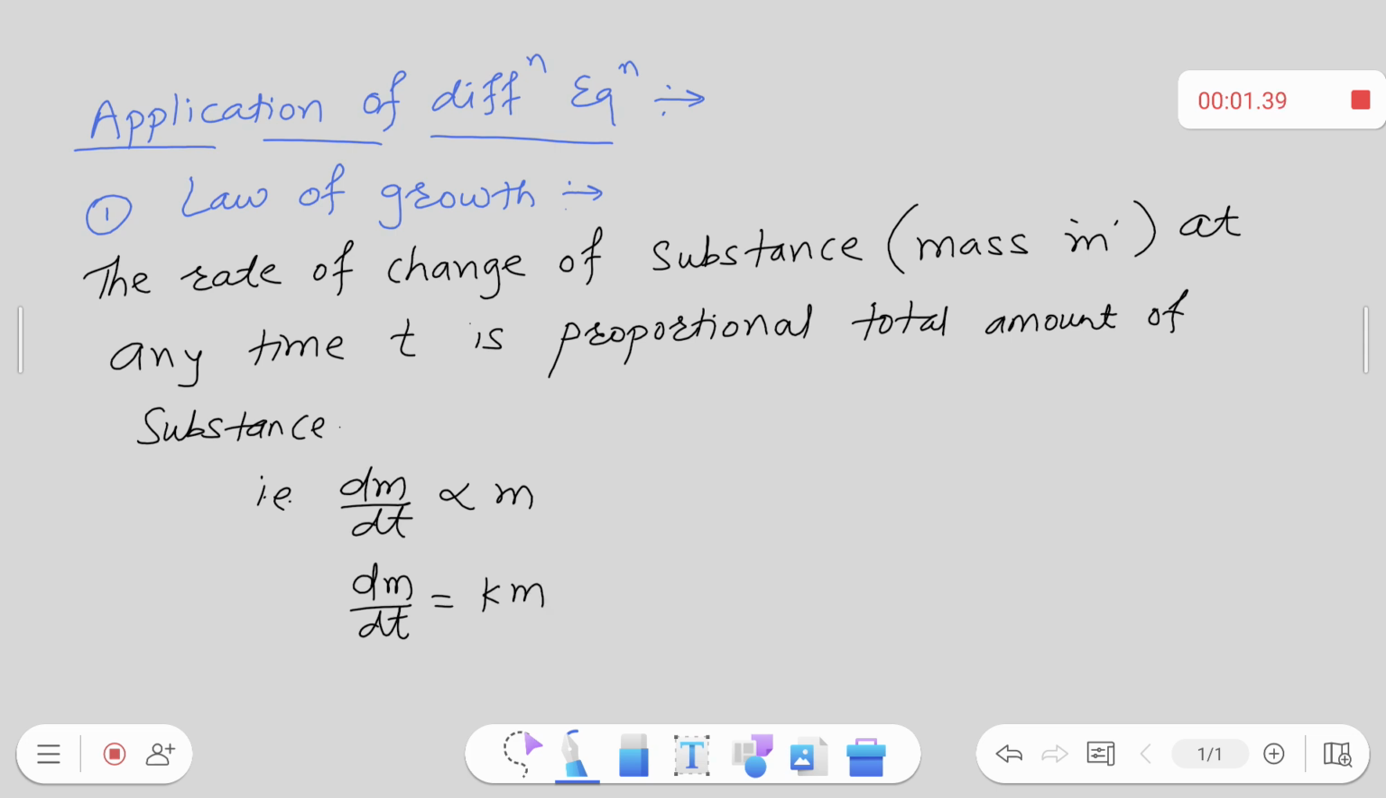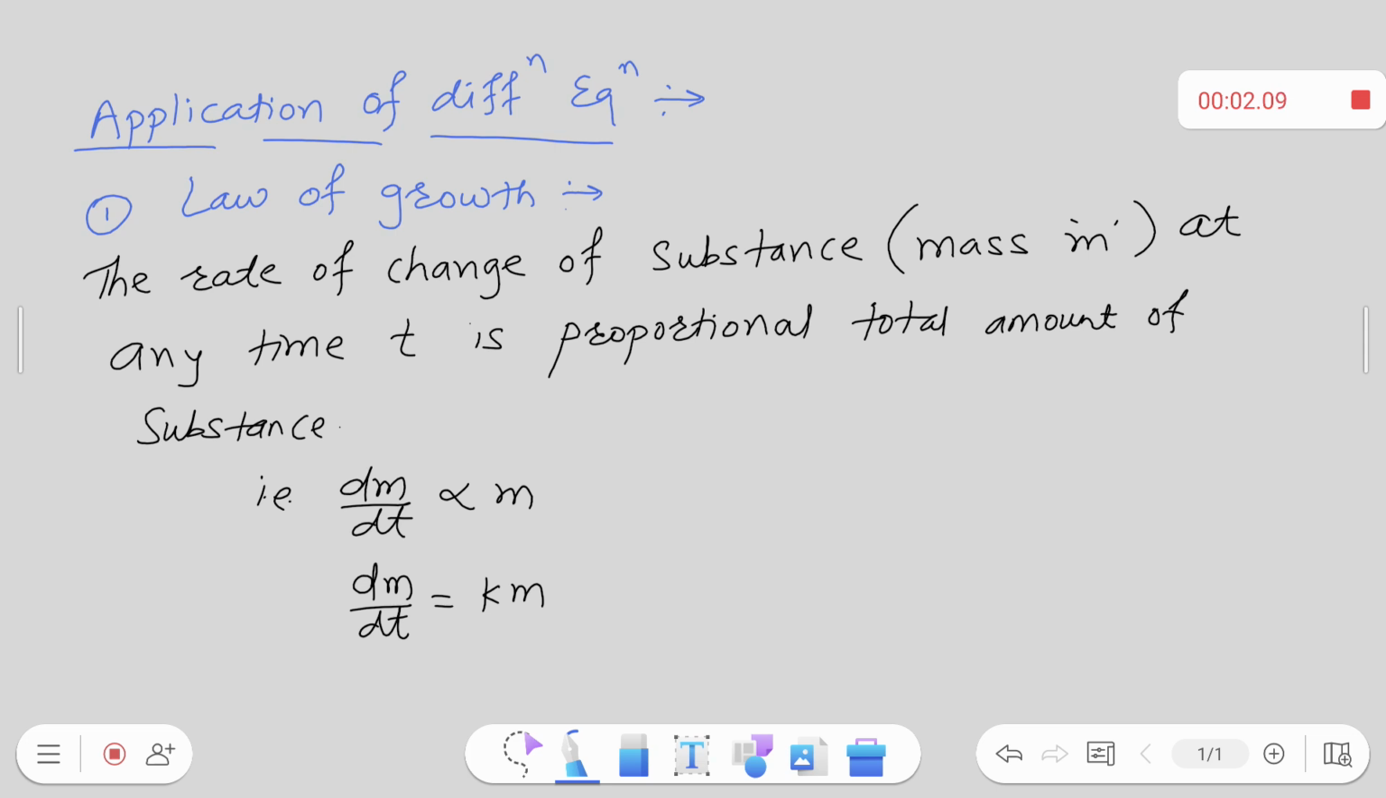So this positive sign indicates that if we increase time, then m is also increased. So if m is increased with respect to time, then take the positive sign, and that is the law of growth. But in a few cases, if the population decreases when we increase time, then it comes under decay. So when it comes under decay, we use the negative sign with the constant of proportionality.